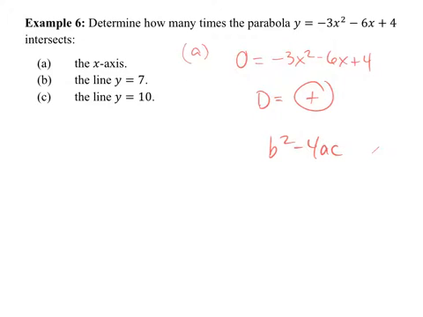How about part B? Could somebody tell me how they would approach part B differently than part A? Annette. Well, I try to find the minimum or maximum, so that way I know where the vertex is. So say the vertex is like 1, 6. Well, since A is negative, that's going to be a maximum. So if it's 1, 6, that means that the max is 6 for y. So it can't intersect 7, it can't intersect 10.